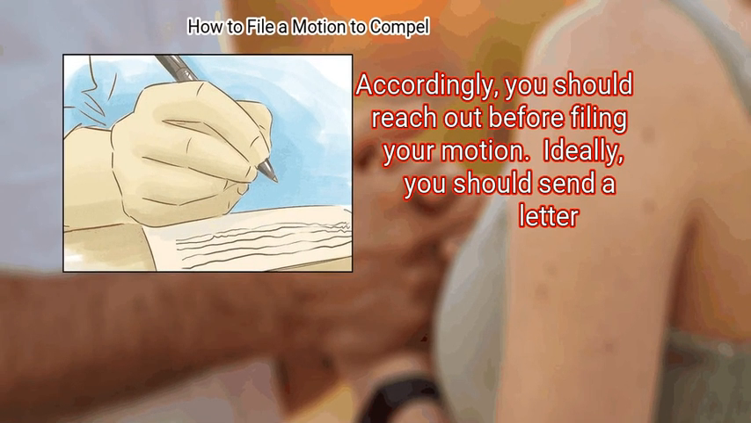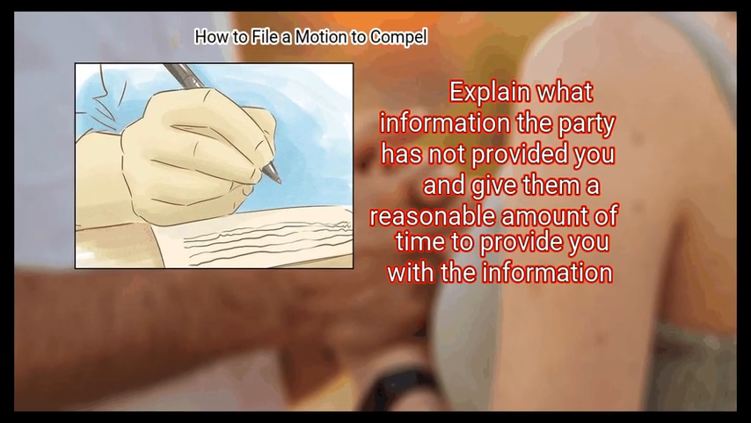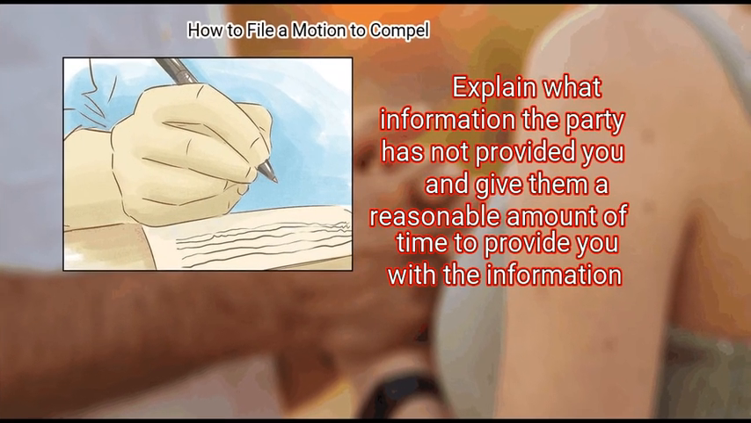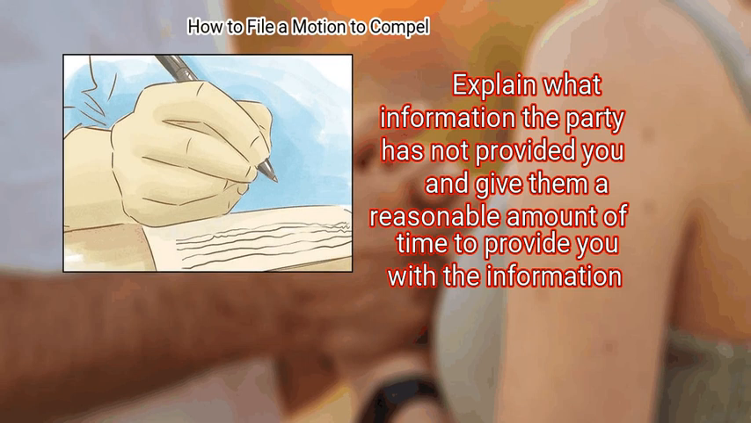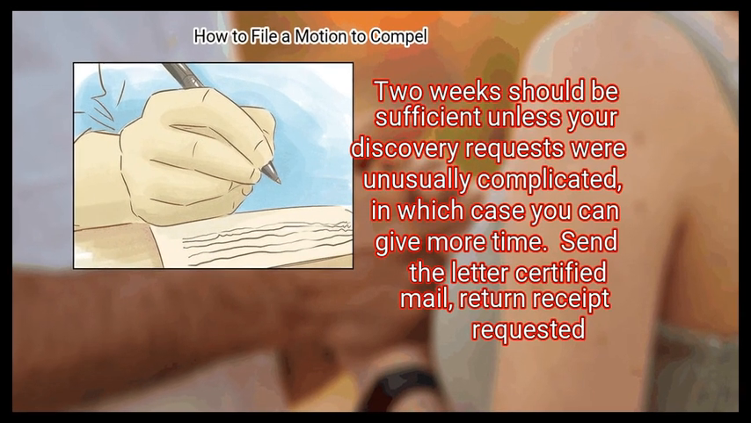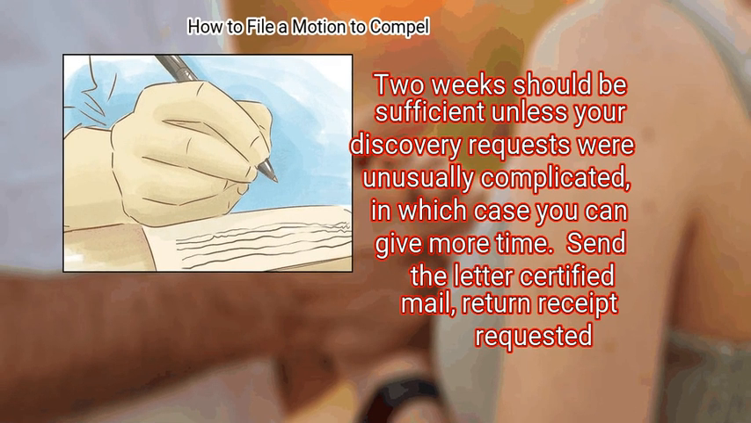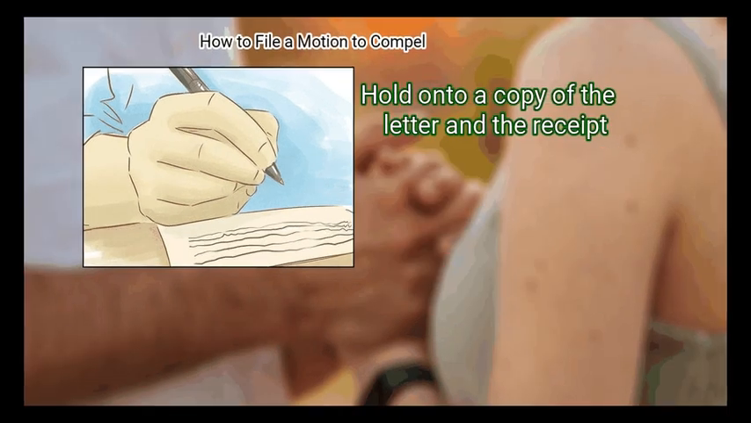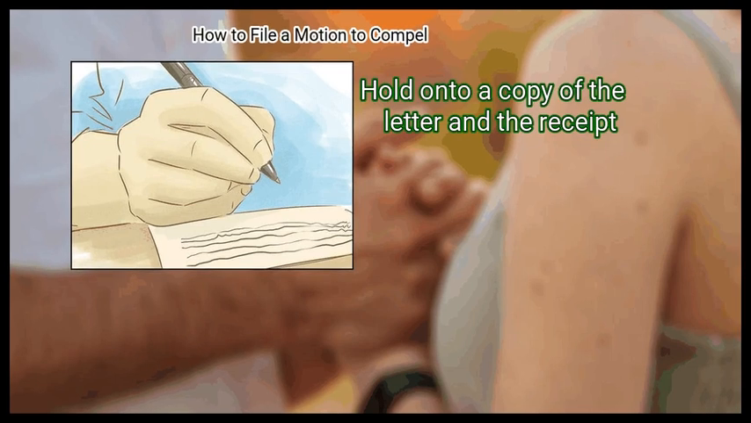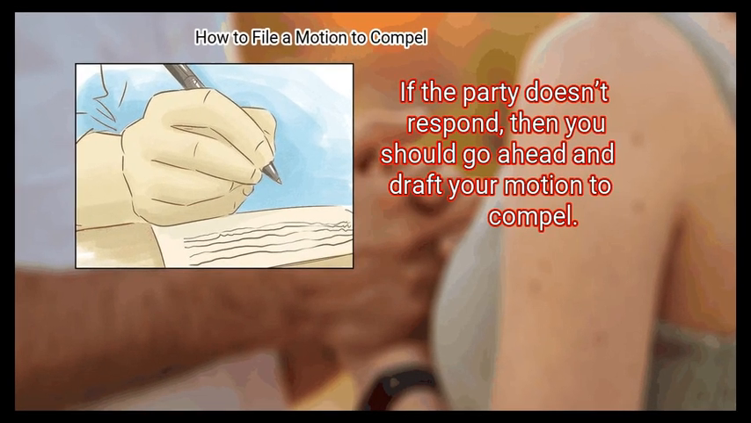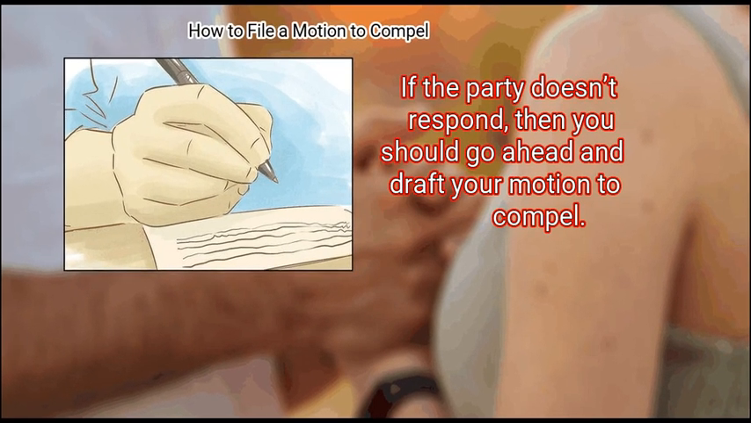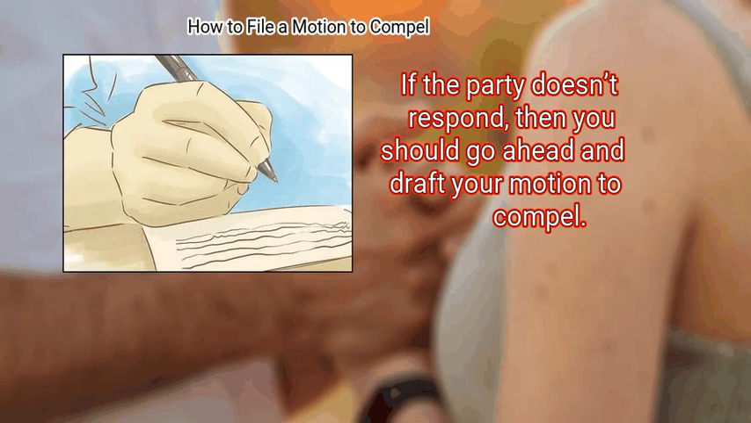Ideally, you should send a letter. Explain what information the party has not provided you and give them a reasonable amount of time to provide you with the information. 2 weeks should be sufficient unless your discovery requests were unusually complicated, in which case you can give more time. Send the letter certified mail, return receipt requested. Hold on to a copy of the letter and the receipt. If the party doesn't respond, then you should go ahead and draft your motion to compel.